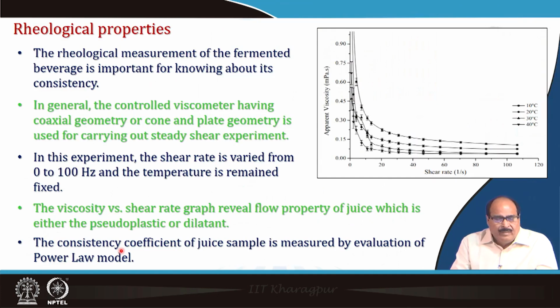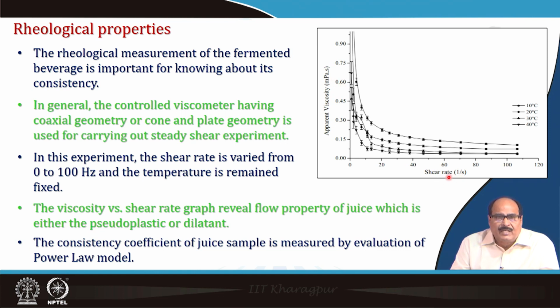Then rheological properties. The rheological measurement of fermented beverages is important for knowing their consistency. In general, a controlled viscometer having coaxial geometry or cone and plate geometry is used for carrying out steady shear experiments. In this experiment, the shear rate is varied from 0 to 100 hertz, and the temperature is kept fixed. You can see the graph here, apparent viscosity versus shear rate.